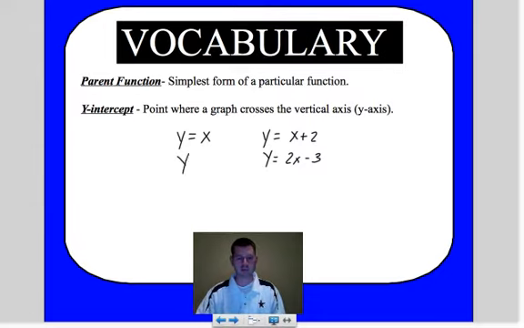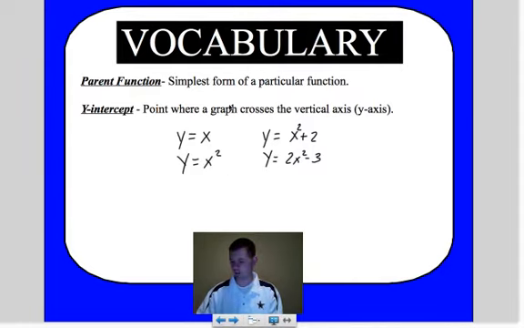Another family would be y equals x squared. So that's a whole other family. Keep that in mind. If I were to put that as squared here and here, these would now be family members of this y equals x squared function.